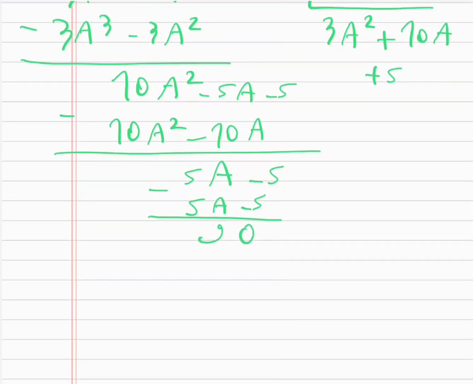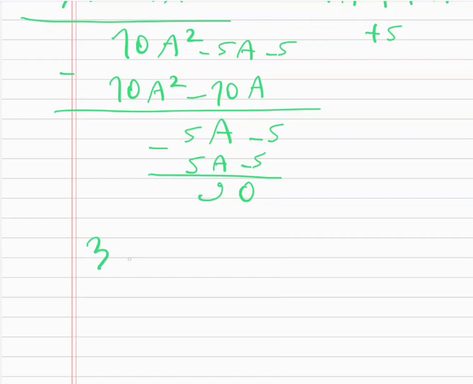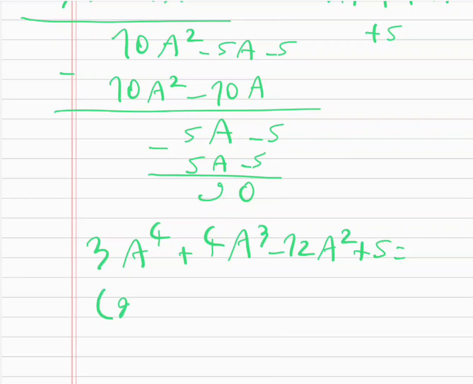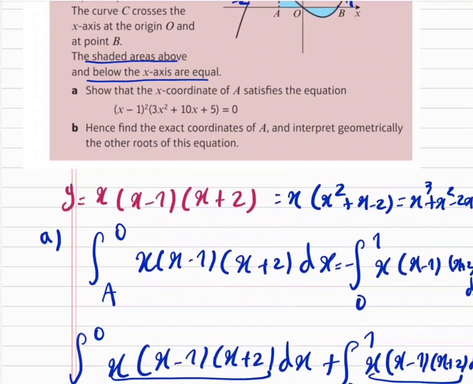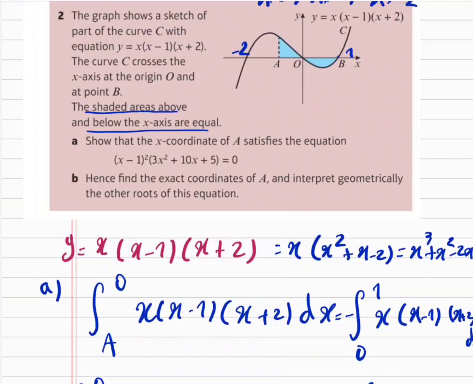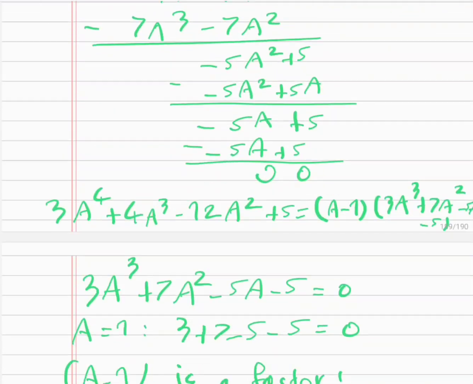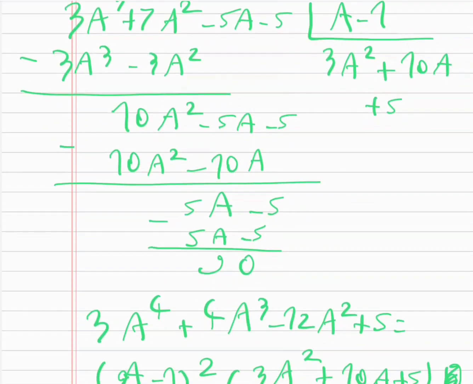Right, so therefore we have fully factorized, and we can then say that 3a to the power of 4 plus 4a cubed minus 12a squared plus 5 is equal to a minus 1 squared, because remember we have two factors of a minus 1, so that's just a repeated root, and then 3a squared plus 10a plus 5. That's exactly what we wanted to show. So here I think they have used x, so we can then at the end just replace that with x, but I don't really like the idea that they have used x here, because when we do the integration we substitute a. But anyway, this is part A. I'll do the next part in the next video.